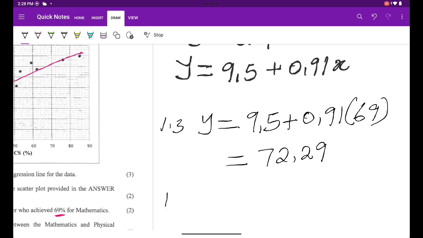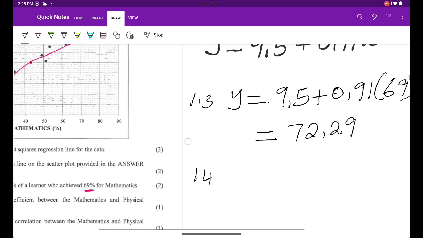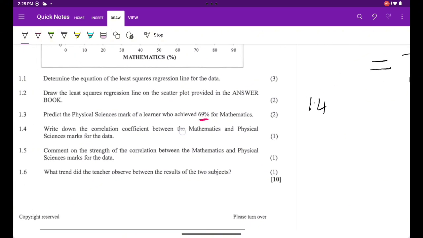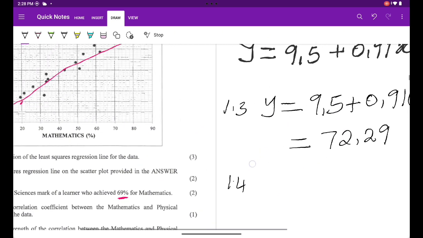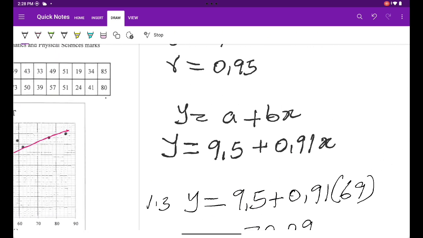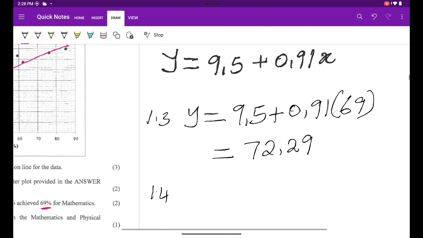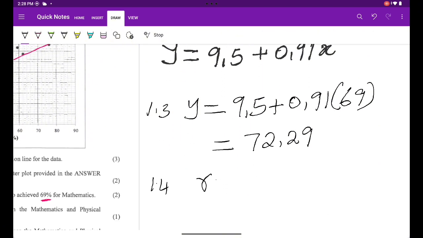So 1.4, the question is, write down the correlation coefficient between the mathematics and the physical science mark for that data. So remember, we said we just write them all here because we know there's no way they cannot ask. So already we have written it down, so you just write the correlation. It's R, which is 0,95. Right, so that's why they just say write it down.